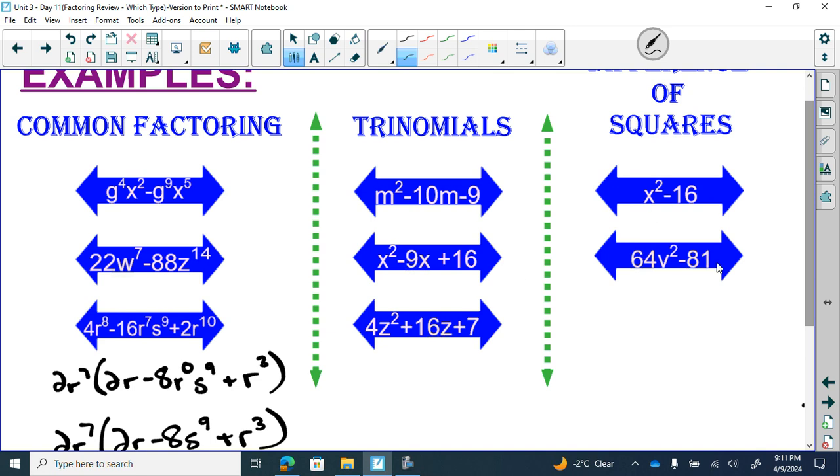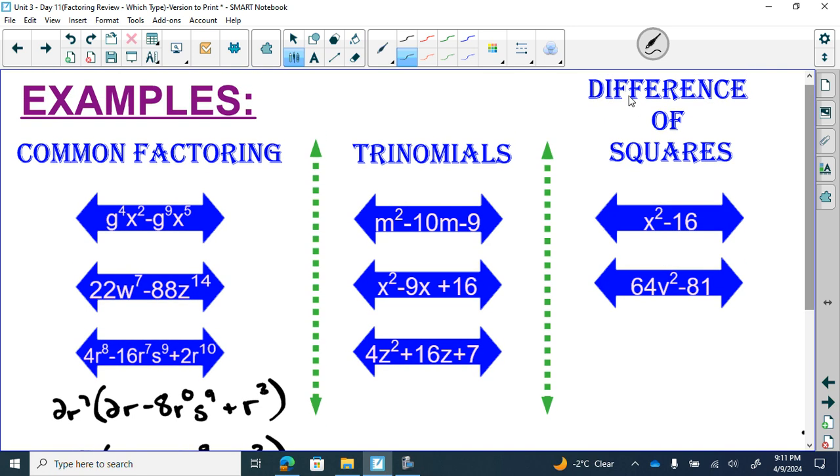If it's got 2 terms, a perfect square minus a perfect square, it has to follow that form: something squared minus something squared. Then you can do the difference of squares.